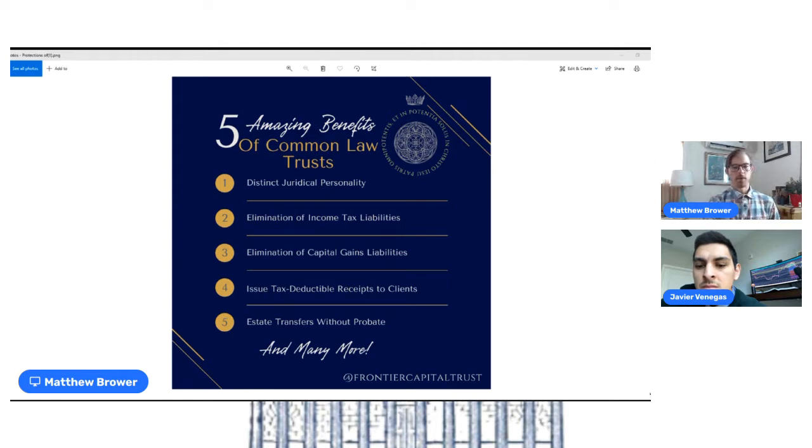All right. Well, Javier, should we just go through this graphic here and kind of expand on each one of these points a little bit? Yeah, let's go for it. Okay. So the first one on the list here is a distinct juridical personality. What comes up for me when I think about this is the way in which the trust separates liability by letting the trust hold an asset. It's no longer in your name, and it's protected because of the separate identity of the trust.